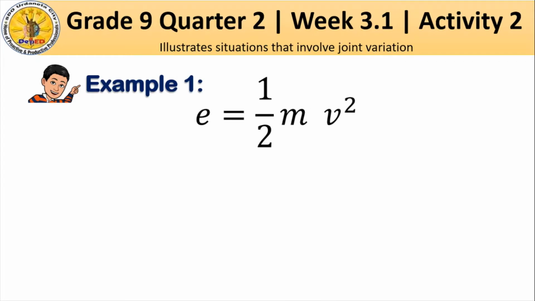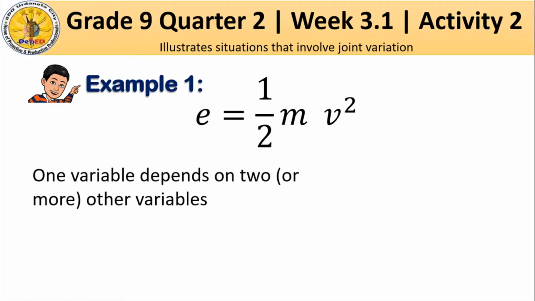Example number 1. E is equal to 1/2 mv squared. To determine whether this example represents a joint variation equation, we have to check whether it involves the following. First, one variable depends on two or more other variables. Obviously, the given variation equation satisfies this criteria.